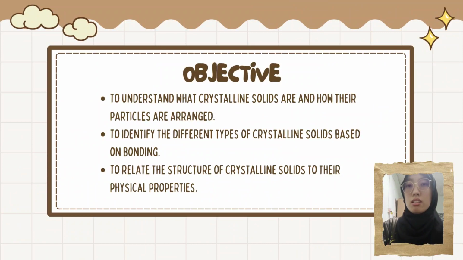Thirdly, to relate the structure of crystalline solids to their physical properties. This objective explains how the arrangement of particles affects properties like hardness, melting point, and electrical conductivity. For example, metals such as copper conduct electricity well because their crystalline structure allows electrons to move freely.